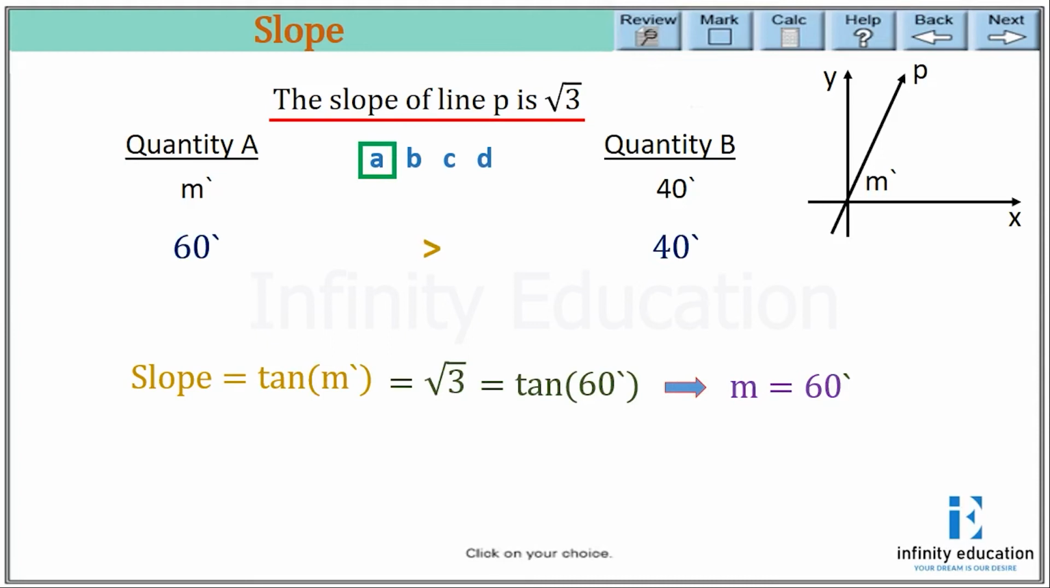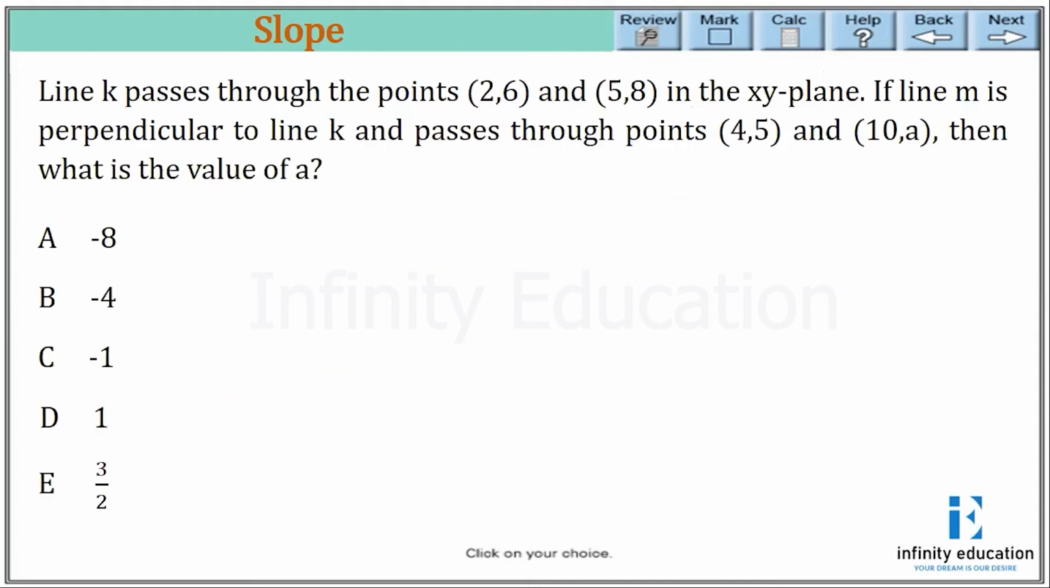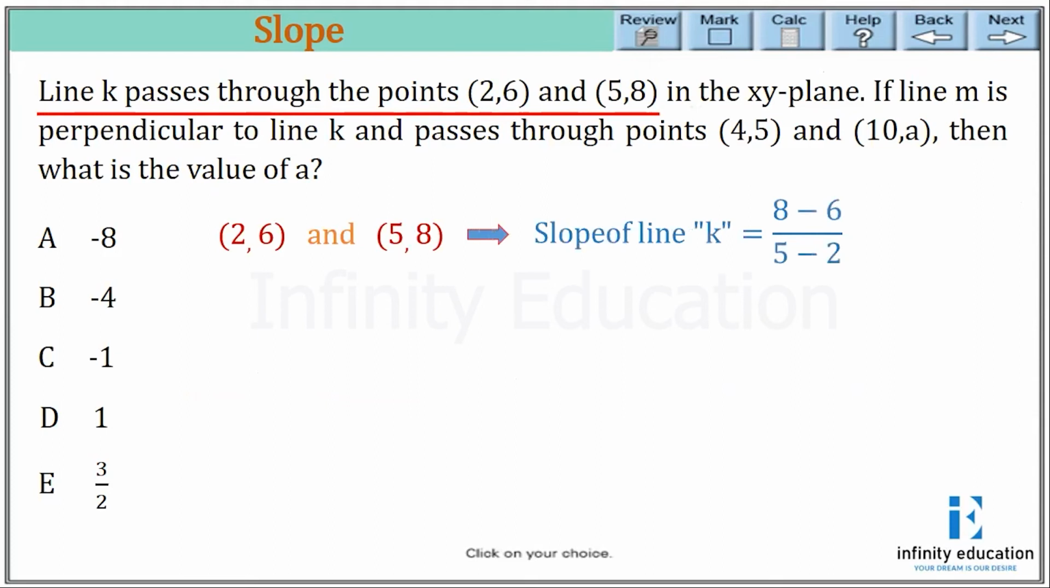Now let's do one more example. Line K passes through the points (2, 6) and (5, 8) in the xy plane. If line M is perpendicular to K and passes through the points (4, 5) and (10, A), then what is the value of A? So K passes through the points (2, 6) and (5, 8). So the slope for line K should be (y2 - y1)/(x2 - x1). That is (8 - 6)/(5 - 2), that is 2/3.